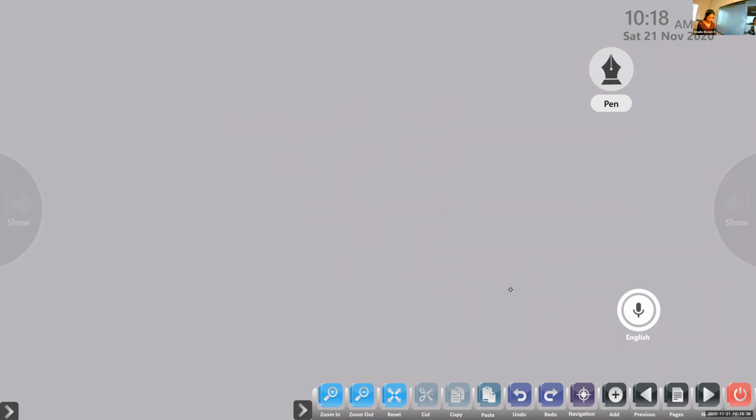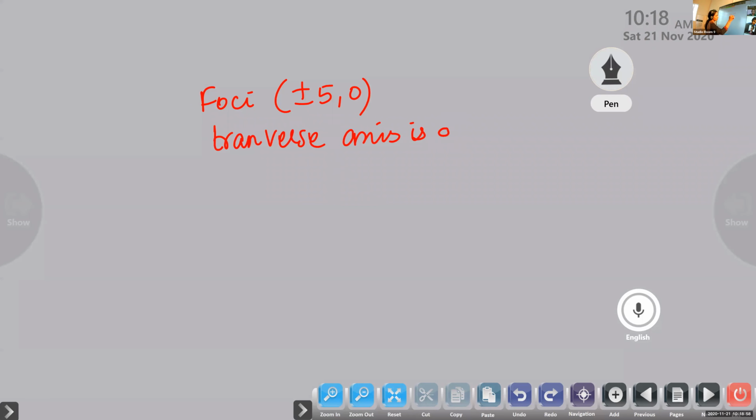The next one, next type. Foci plus or minus 5, 0. Transverse axis is of length 8.